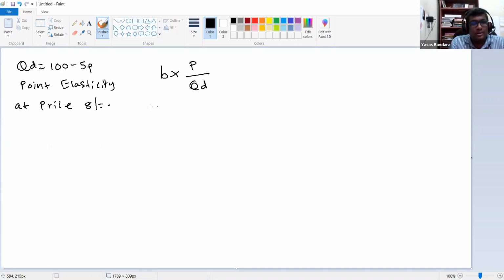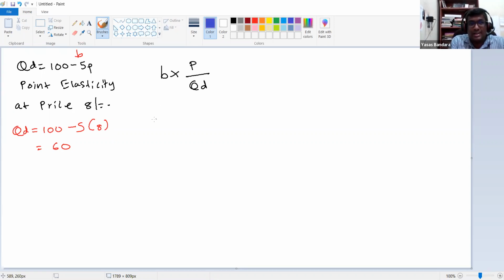Now here, B is this B in the demand equation. You can see it, that is minus 5. And quantity you can calculate by substituting the given price, which is 8, to the demand equation. That is QD equals 100 minus 5 into 8. 5 into 8 is 40. 100 minus 40 will be 60. You can see the answer comes easily.